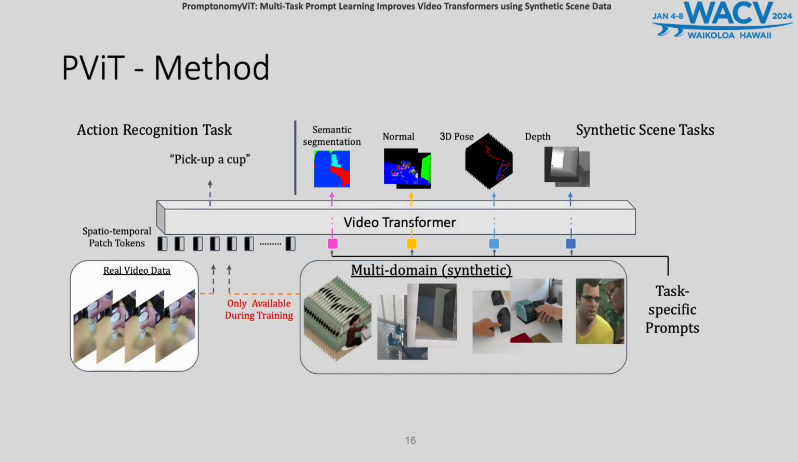Our method can be described in this figure, where on the left side the collection of synthetic datasets with their corresponding scene-level annotations are optimized, for example, depth estimation, normal estimation, semantic segmentation, and so on, while on the right we optimize the downstream dataset, which is a real video dataset with a high-level task, for example, action recognition. All these are trained together in a multitask manner with our prompt learning method.